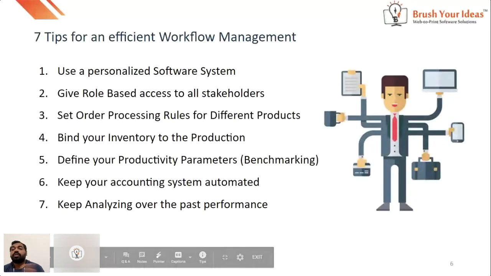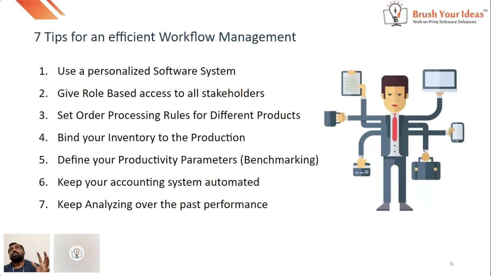Then the third, most important part is to have efficient online workflow management. You should have the capacity to set order processing rules for different products. For example, a t-shirt can be printed in a different way, a mug in a different way, glassware in a different way, cardboard items too. There are a lot of different products, and each is printed in a different way. If you are printing in multiple product lines, you should identify those different ways and be aware of the order processing rules.